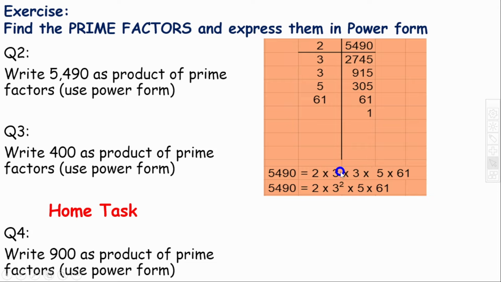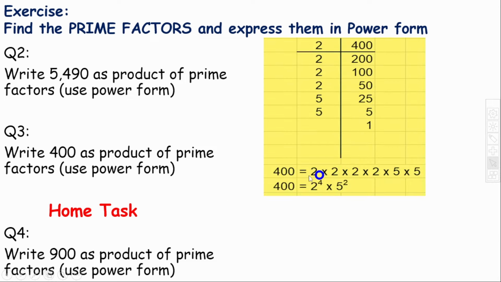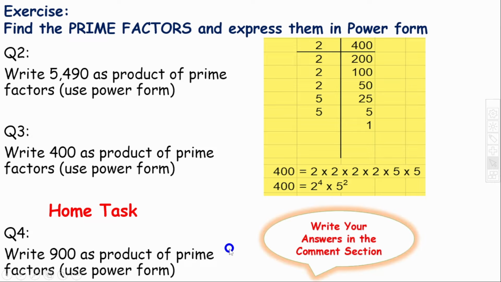And you can see there's a repetition here, right? 3 times 3, 2 times. So we do 2 raised to power 2 times 3 raised to power 2 times 5 times 61. That's how we got this final answer here, now in power form. Now we've done some examples. Now try to work these as your home task. Write 900 as a product of prime factors and write the answers in power form. Write your answers in the comment section.